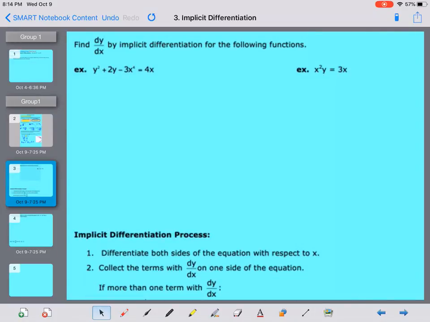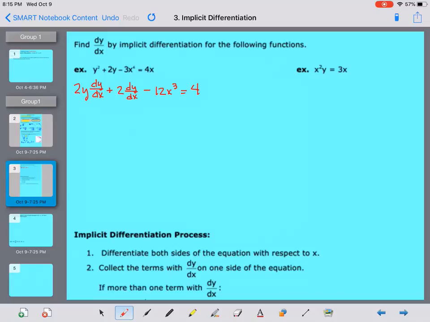Okay, we want to just find the derivative of these equations. Okay. So I'm going to start taking the derivative left to right. Anytime I take the derivative of y, right behind it is a dy/dx. So derivative of y squared gives us 2y, right behind it a dy/dx. That term's done, plus derivative of 2y gives us 2, right behind it a dy/dx. Minus derivative of 3x to the 4th gives us 12x cubed, and then equals derivative of 4x gives us 4.